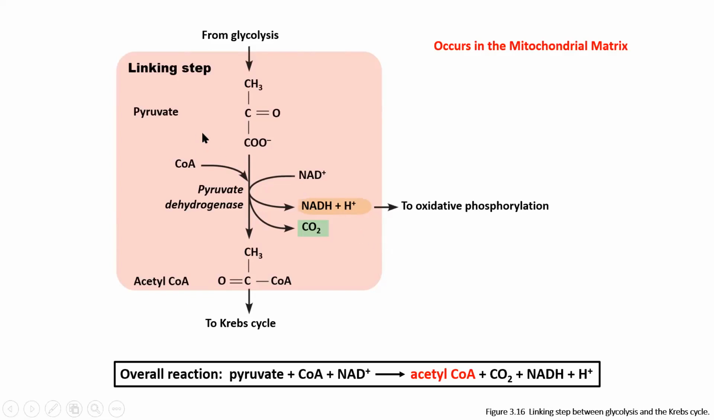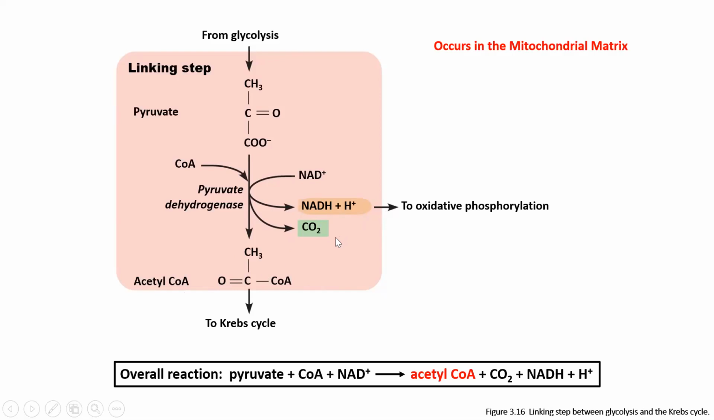So for every pyruvate we enter, under the influence of the enzyme pyruvate dehydrogenase, as well as NAD+ that we invest here, we yield NADH carrying electrons, and we yield acetyl-CoA, which is going to make its way to the 3rd phase of glucose oxidation. And we also yield CO2. This is the first time that we yield CO2 as a byproduct of this process.